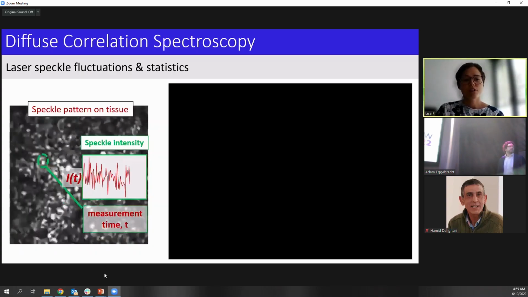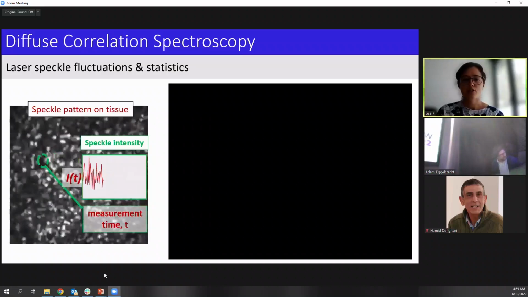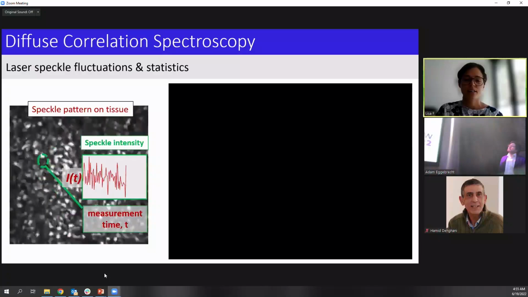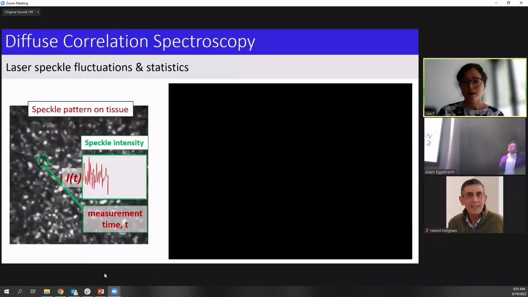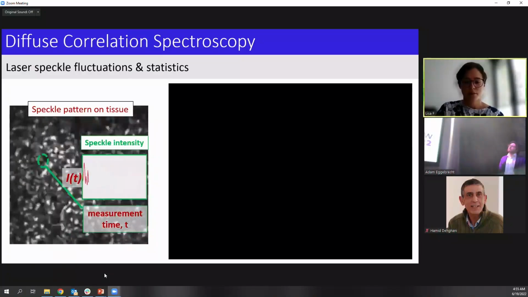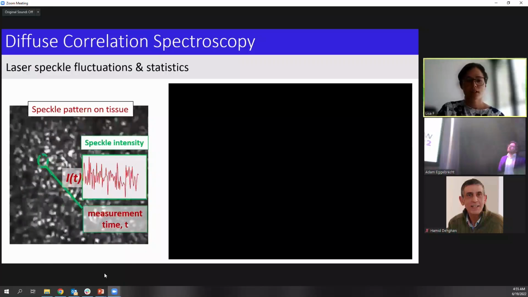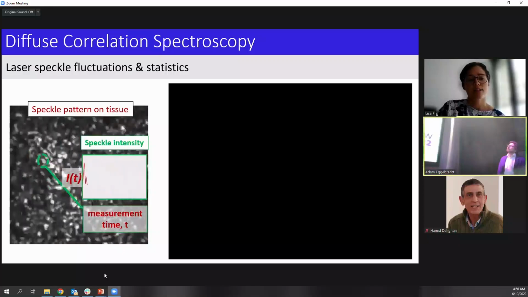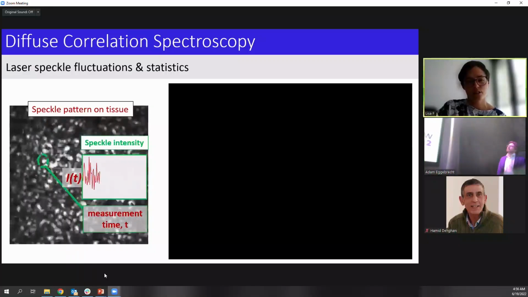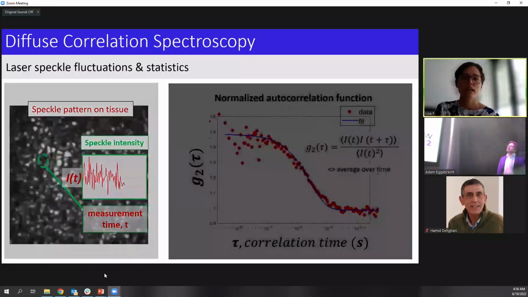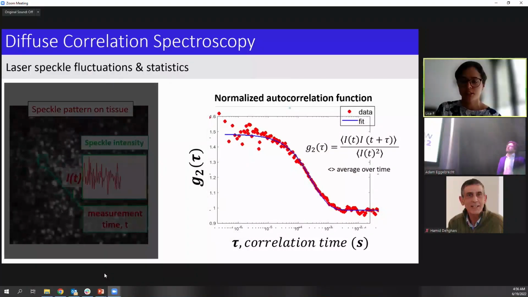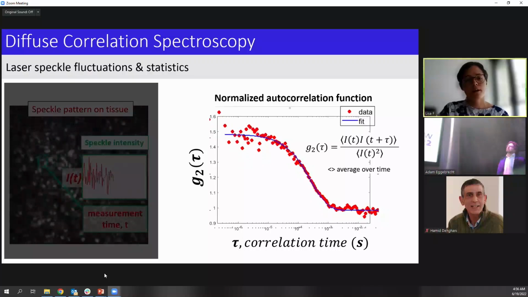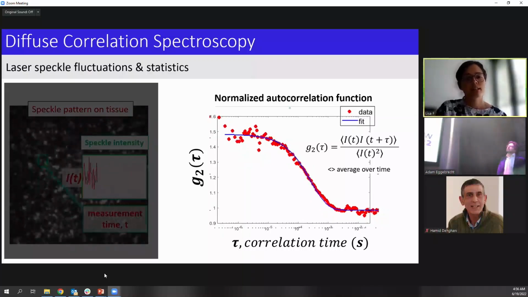So if you were to monitor one of these spots through time during your measurement, what you would see is that due to the fact that your scatterers are moving, this speckle pattern's intensity will fluctuate with time. If you were to just concentrate on one speckle, one of these points of light intensity, and calculate how its intensity is correlated to itself, then you can calculate the intensity autocorrelation curve of this speckle pattern. That's the raw signal that we're acquiring with DCS.